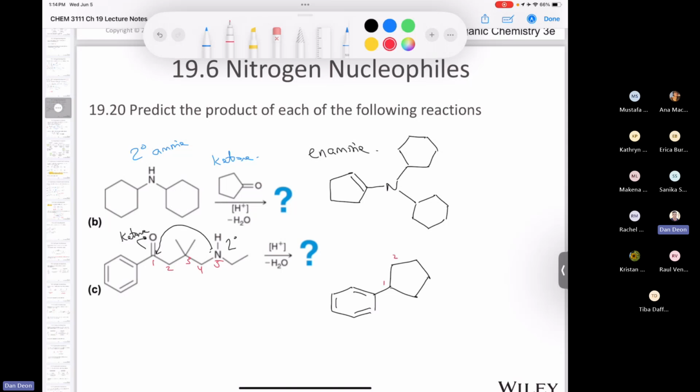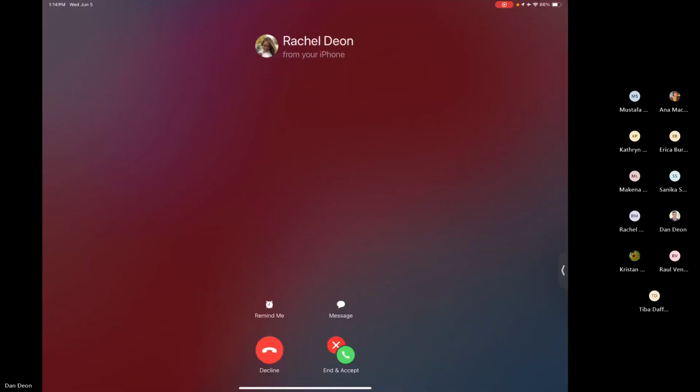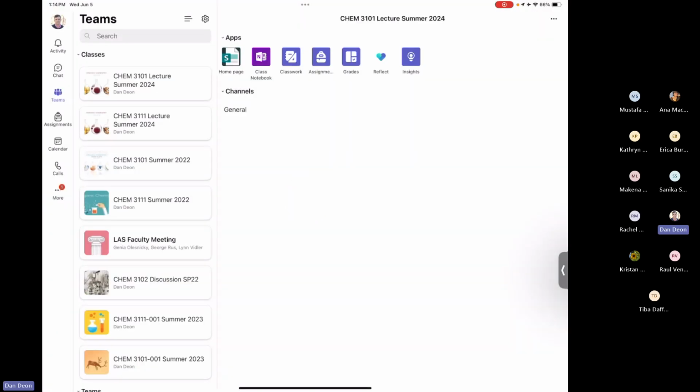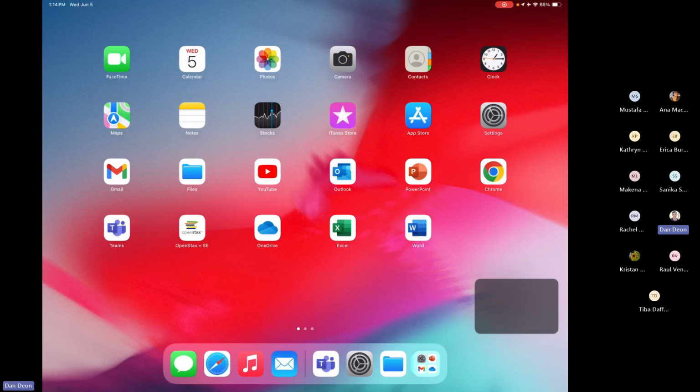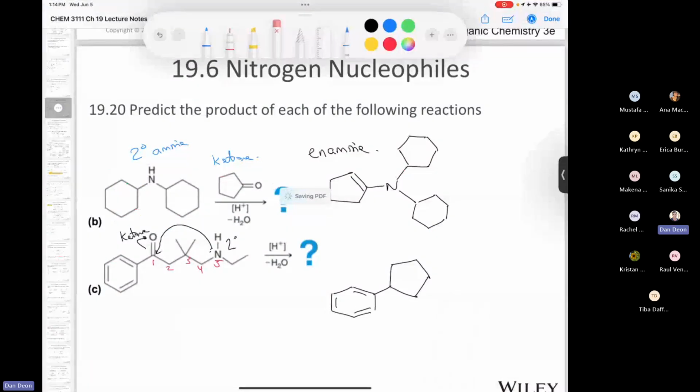So if we have 1, 2, 3, 4, 5, carbon number 1 is attached to the nitrogen. So at number 2, actually, maybe I should number it the same way I had it down there. So let me just fix this. I'm going to number it in the same order I had it before. All right, so it's going to look like this. Just give me 1 second.